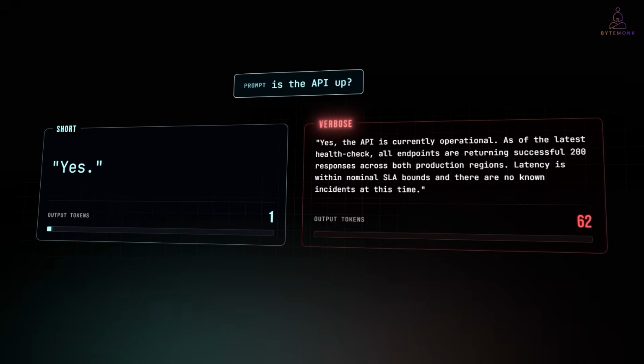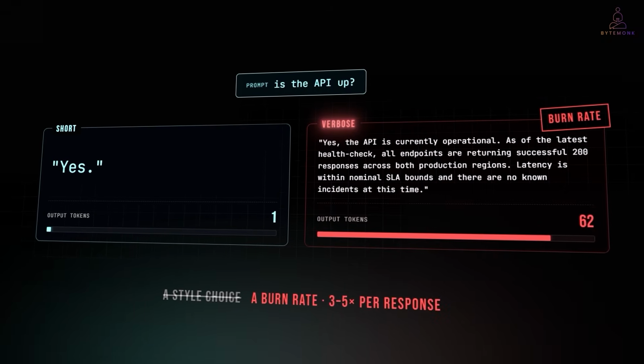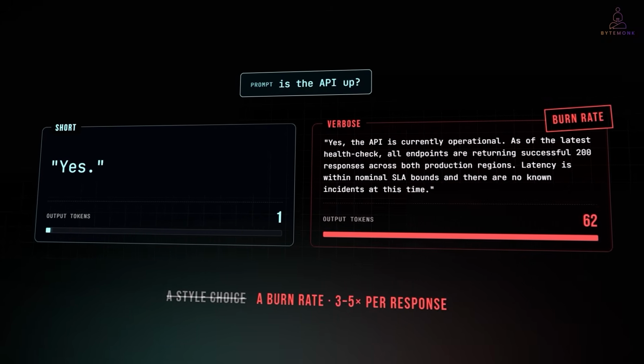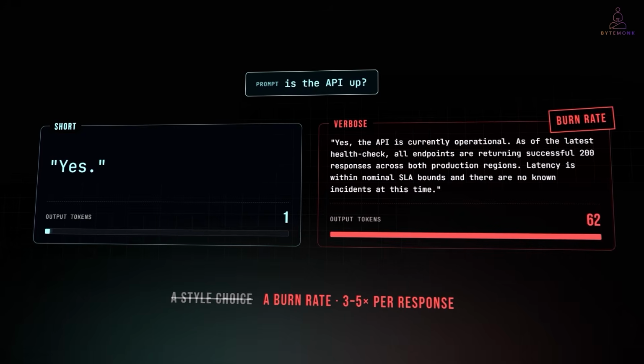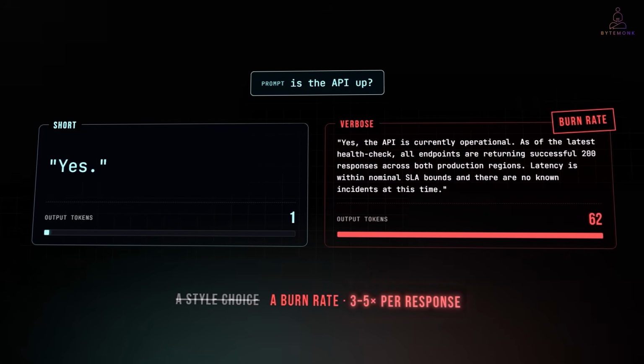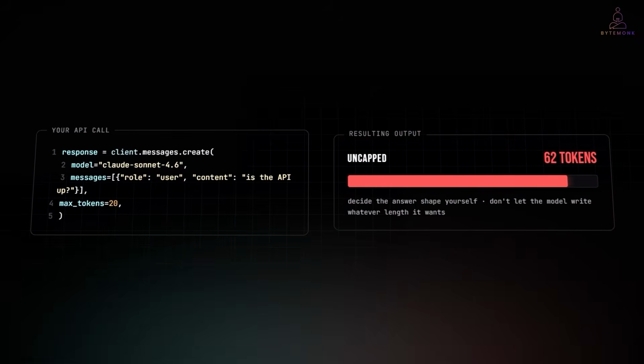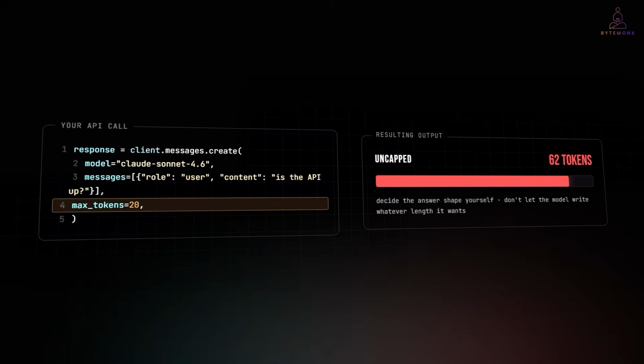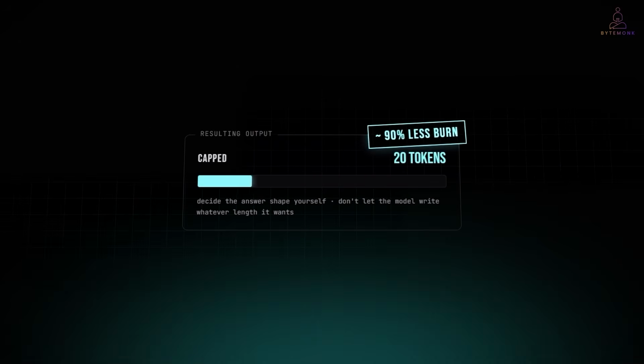Which means verbosity is not a style choice. It's a burn rate. A model that answers in 2 paragraphs when one sentence would do is costing you 3 to 5 times more per response. So when you are building, decide the answer shape yourself. Set max tokens. Use structured outputs. Don't just let the model write whatever length it wants.